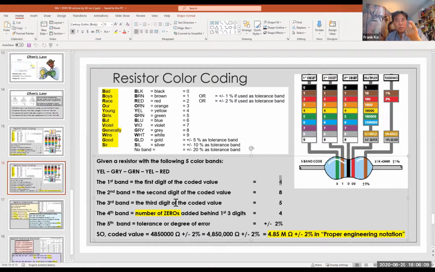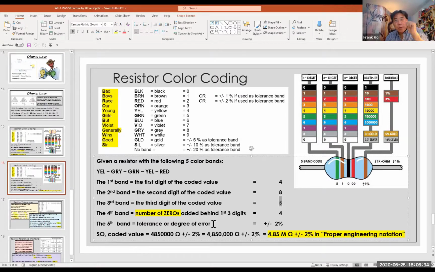Second band, the color is gray, the second digit is an 8. Third band, the color is green, the value is going to be a 5. The fourth band, and I highlighted this in yellow, is the number of zeros. It's easy for us to remember that multiplier band. You could think of the multiplier band as 10 power of 4, or just simply add 4 zeros to the first 3 digits.